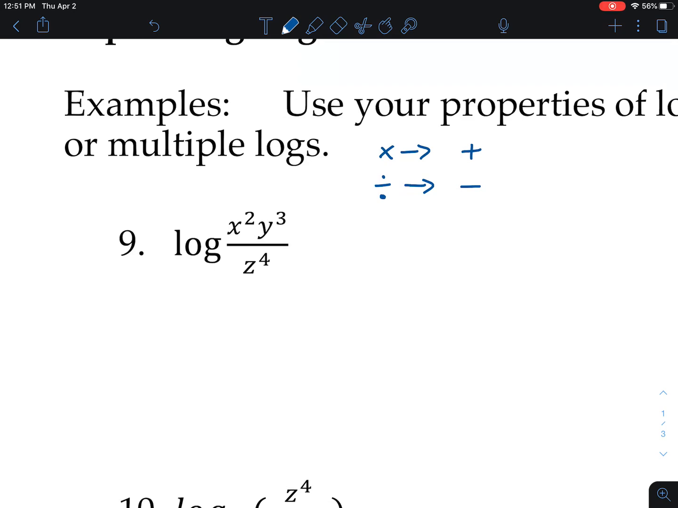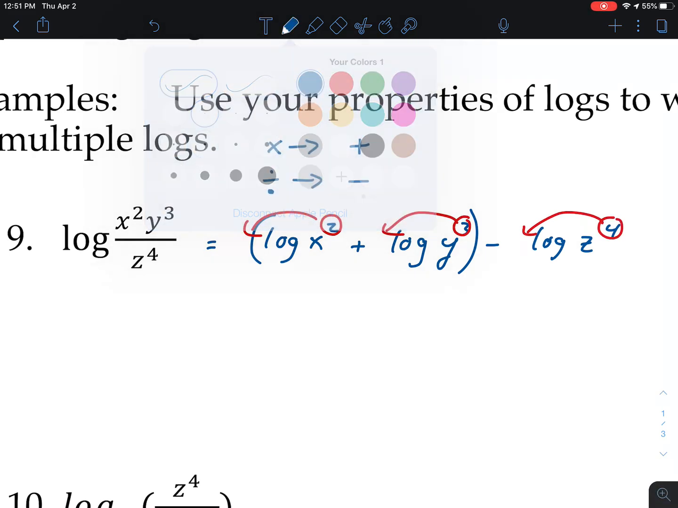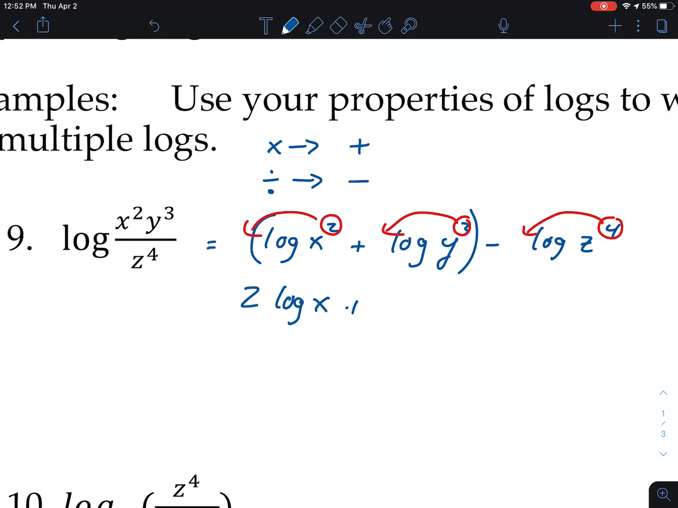Okay, so this single log, first thing I'm going to do is write it as all individual logs: log x squared plus, because I'm multiplying, log y to the 3rd minus log z to the 4th. You can do this if you want. You don't really need to. Right? And the other rule, which I think for the most part, pretty much across the board, people did well on understanding, was that the power comes out in front. So this 2 comes out in front, the 3 comes out in front, and the 4 comes out in front. It's called the power rule. So 2 log of x plus 3 log of y minus 4 log of z.